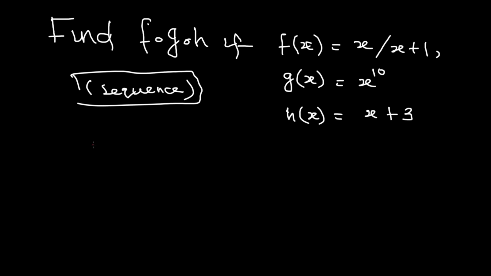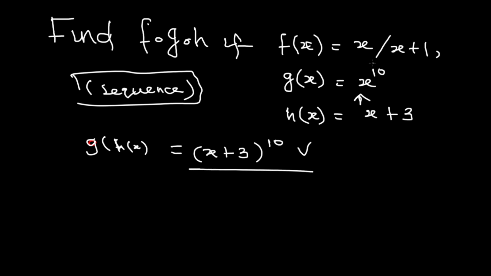So let's begin with g of h of x. Okay, so this one will give us what? We have h of x goes into g, so this one goes into that one. So we'll have x plus 3 to the power 10. So we have our first movement. Then this is our new function that is sequenced to now go into this one here.